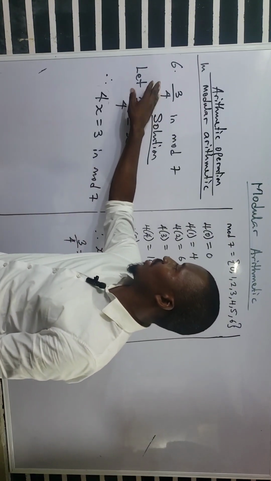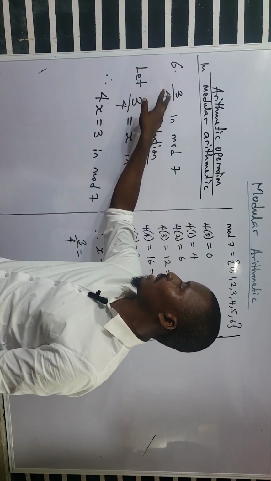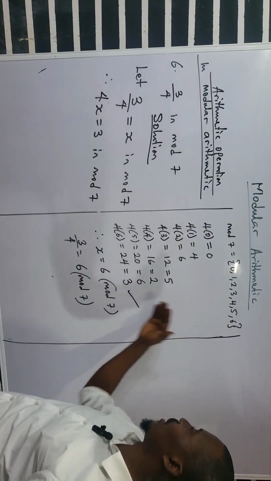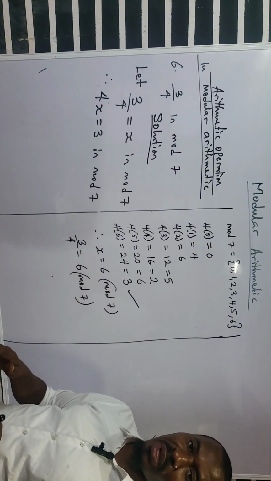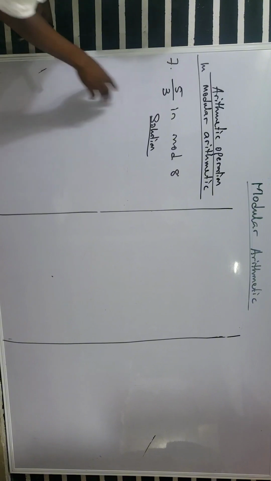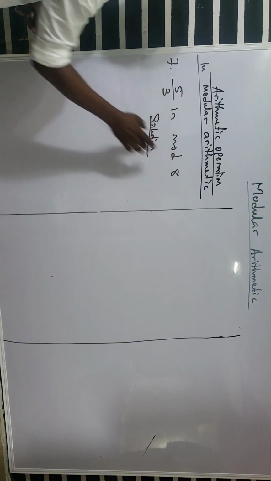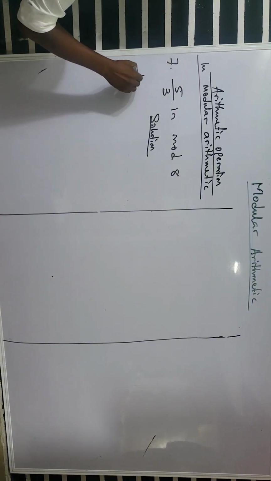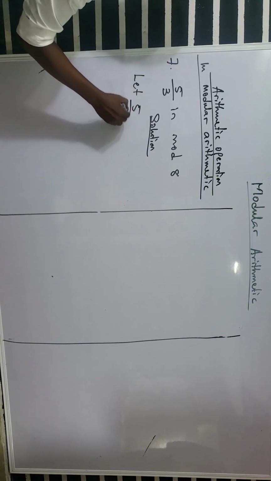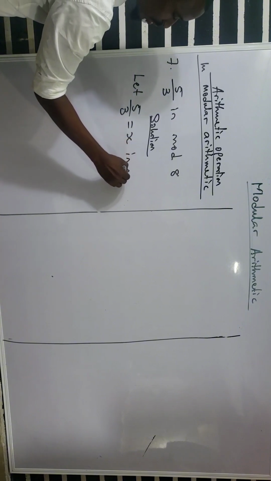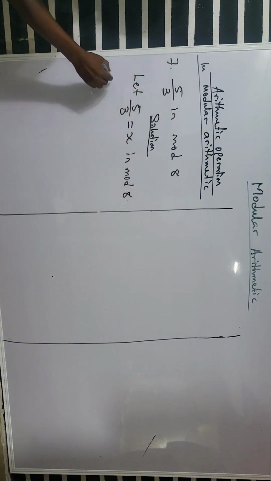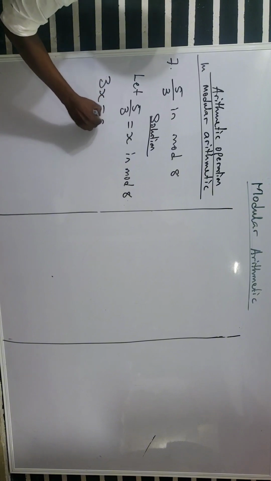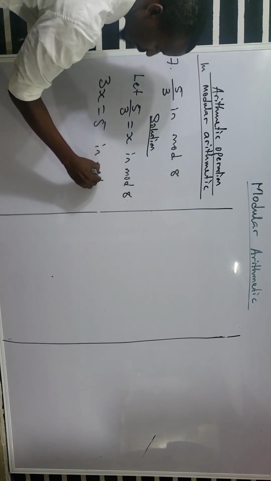Look at this question here. You notice that this is a proper fraction. So let us look at an improper fraction and see whether it's still going to follow the same way. So here we have 5 over 3 in modulo 8. Now, we do the same thing that we did in the previous example. Let 5 over 3 equal x in modulo 8. So 3x equals 5 in modulo 8.